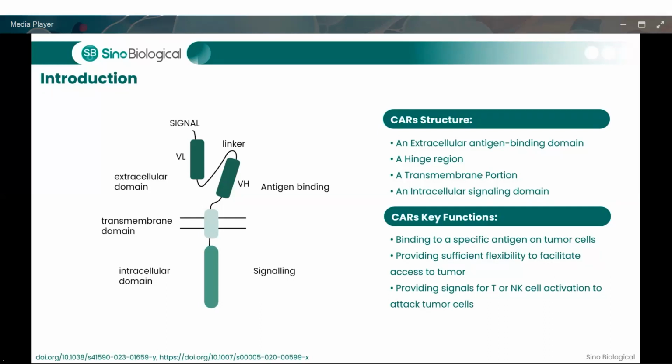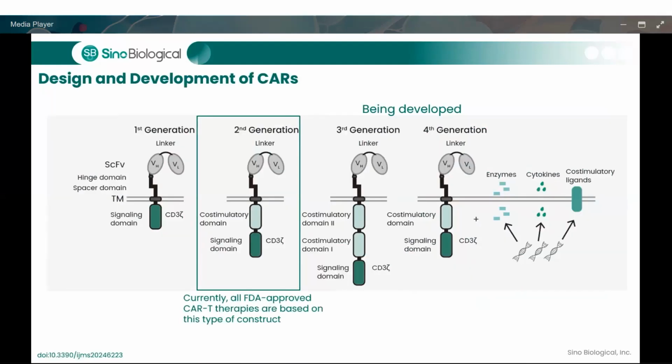The global CAR-T therapy market size is expected to be $88.5 billion by 2032, growing at around 30% annually from 2023 to 2032. As the market continues to expand, the CAR engineering is evolving to enhance the specificity, efficacy, and potency of the whole immune therapy. Regarding CAR engineering, there are 4 generations of CARs.